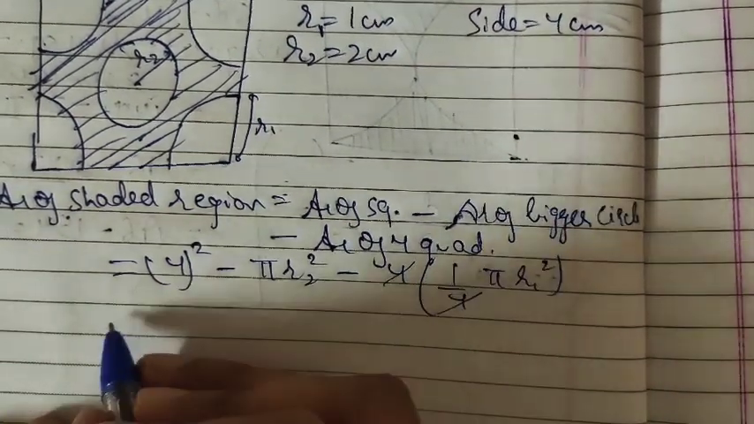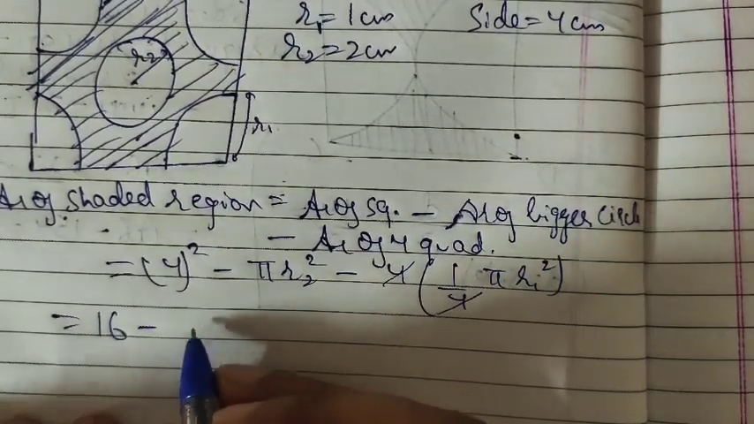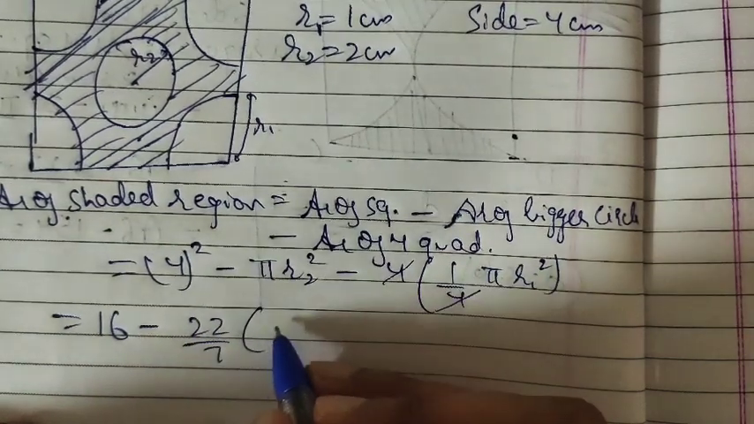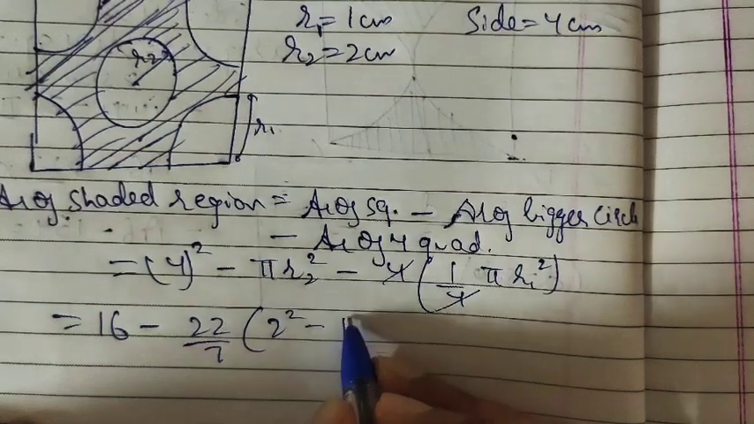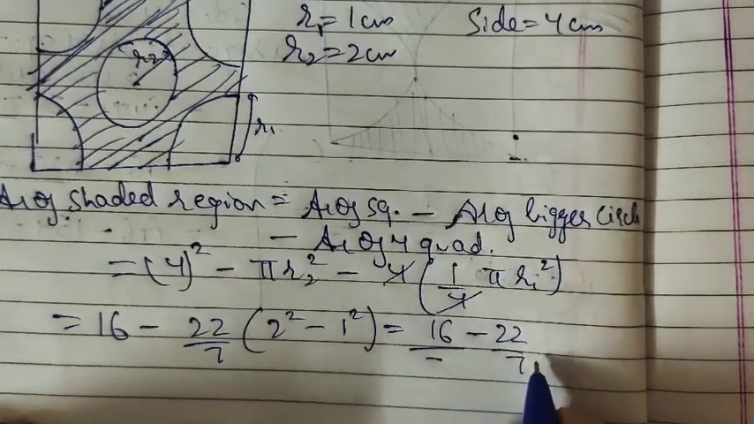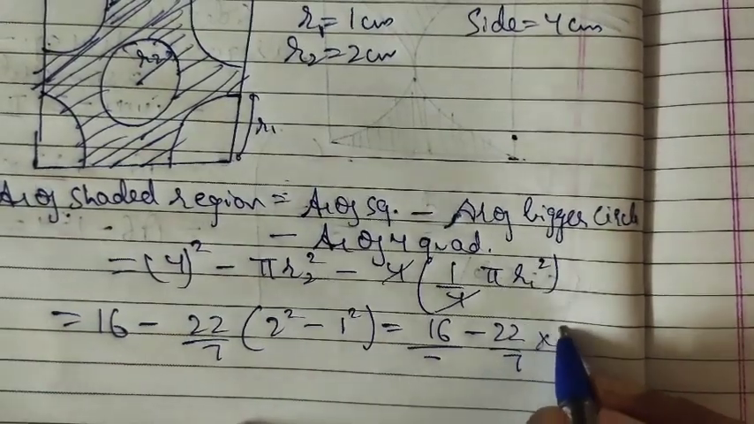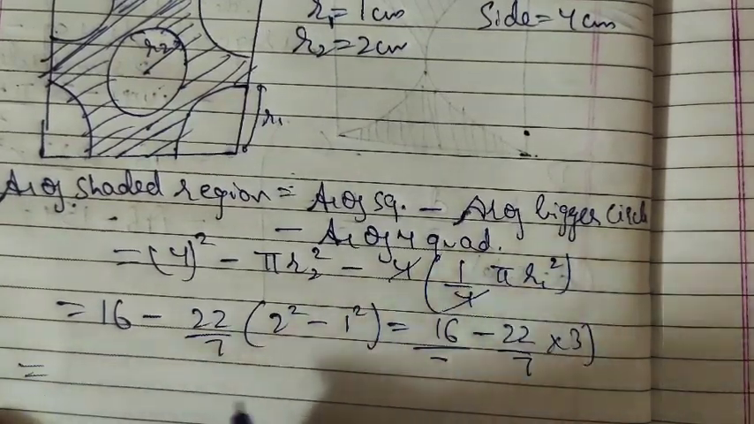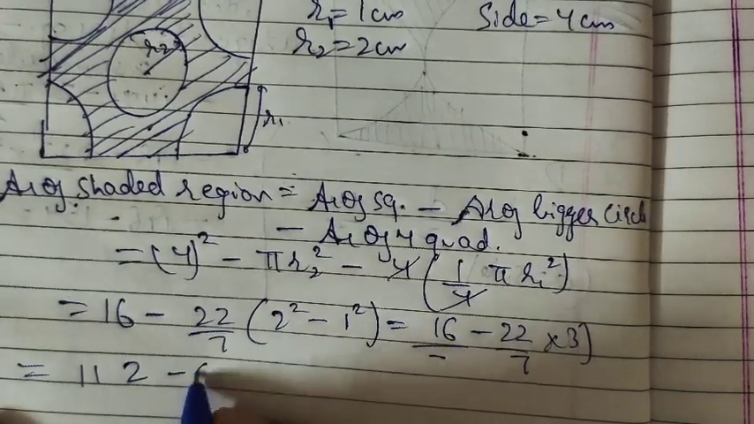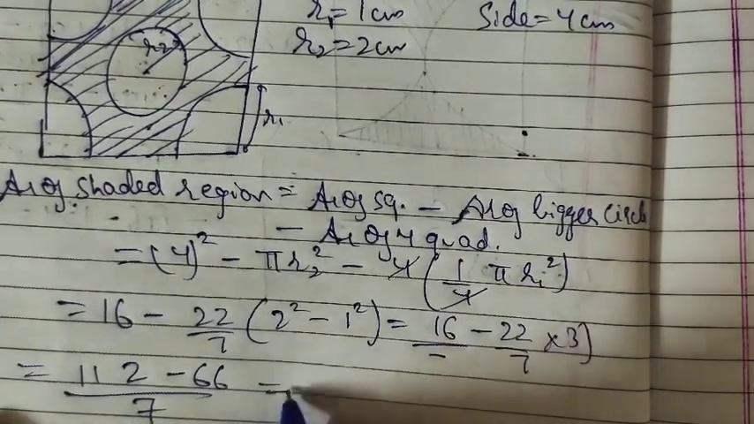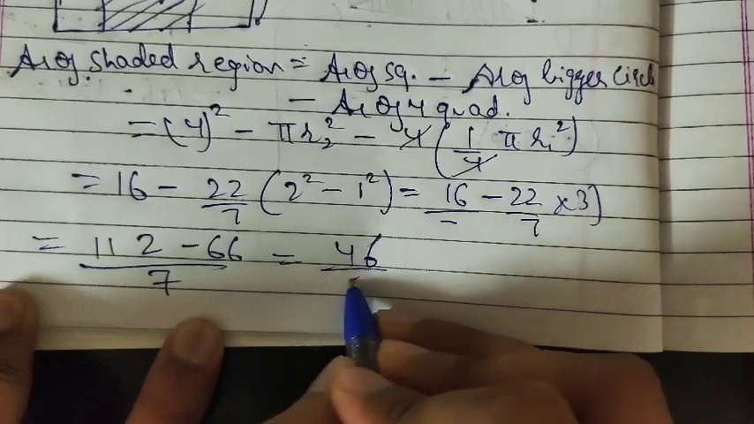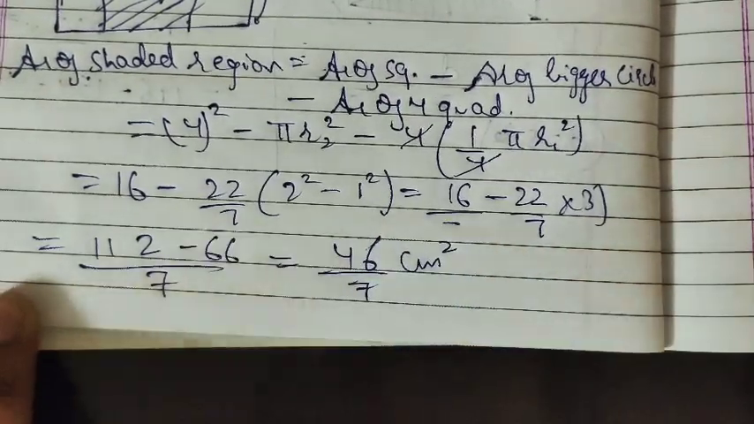Area of each quadrant is 1 by 4 pi r square, pi r1 square. 4 to 4 cancel. 4 square is 16 minus pi value is 22 by 7, right? So 22 by 7 we can take common. R2 square is 2 square minus R1 square is 1 square. 16 minus 22 by 7 (2 square 4 minus 1 is 3), right? Now 16 multiply 7 is 112, minus 22 multiply 3 is 66, divided by 7, right? So 112 minus 66 is 46 upon 7 centimeter square. So this is our answer.